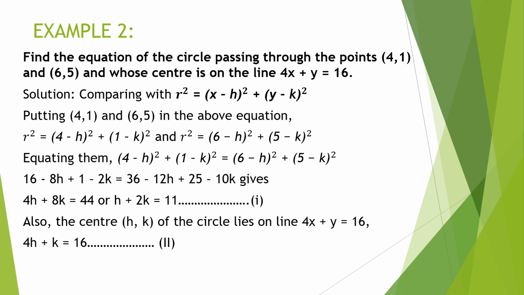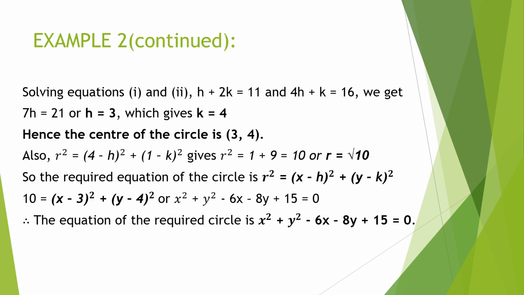On solving it, we get the value h plus 2k is equal to 11. Let this be equation 1. Also, it is given that the center of the circle lies on the line 4x plus y equal to 16. So suppose (h, k) is the center, then we put x equal to h and y equal to k. So we get another equation, 4h plus k equal to 16. And now we solve both the equations. Solving both the linear equations, we get the value of h as 3 and k is equal to 4. Hence the center of the circle is (3, 4).